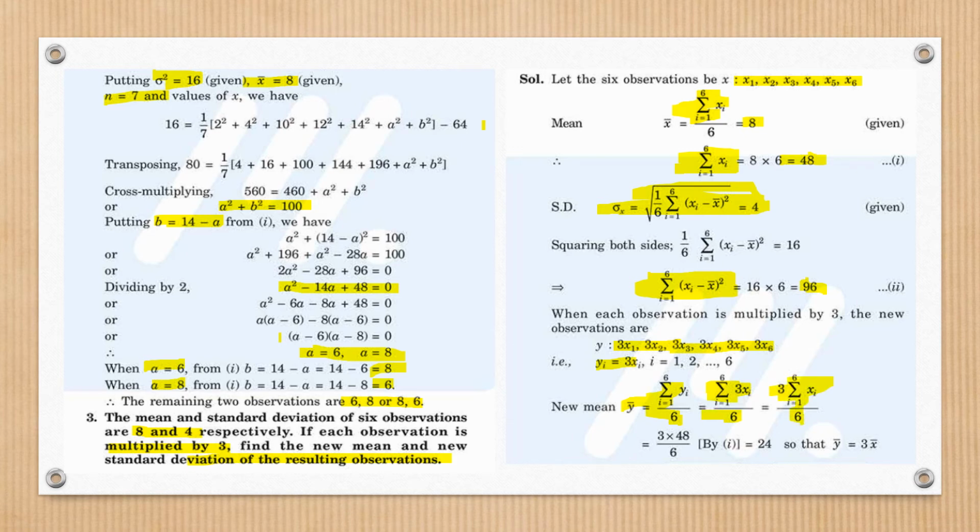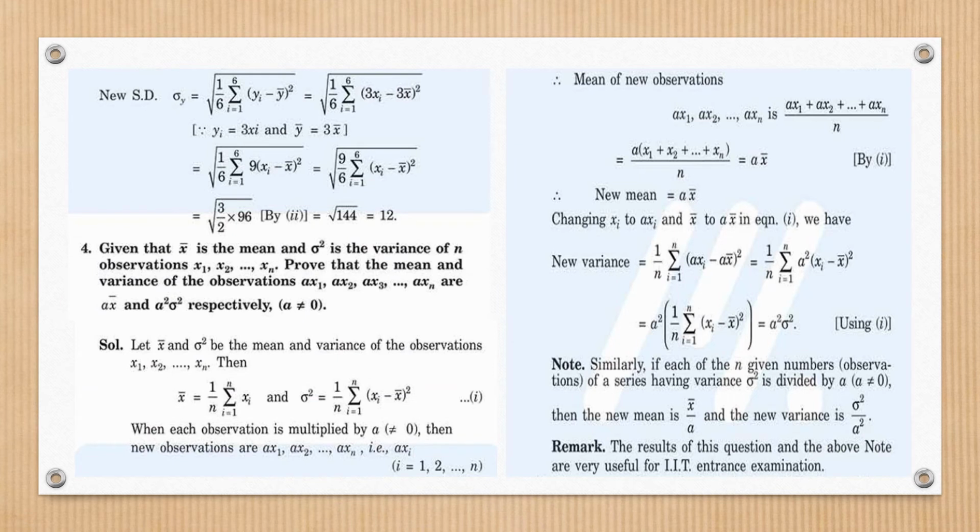So what is your summation xi? This is your 48. So 3 into 48 by 6, which is 24. Right? So y bar equals 3 times x bar. Similarly, the new standard deviation sigma y is 1 upon 6 times summation (yi minus y bar) square. So in place of yi, I'll write 3xi, and in place of y bar, I'll write 3 x bar. So these are the conversions.